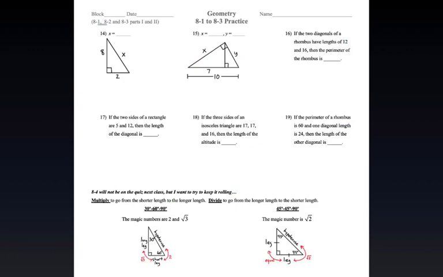All right, other side of the page. This is a straight up Pythagorean theorem. Got 2 sides given. The hypotenuse is x. Square root of 68 is 2 square root 17.